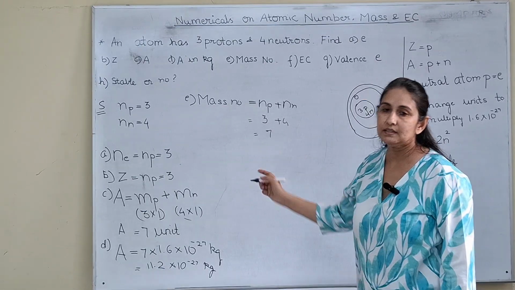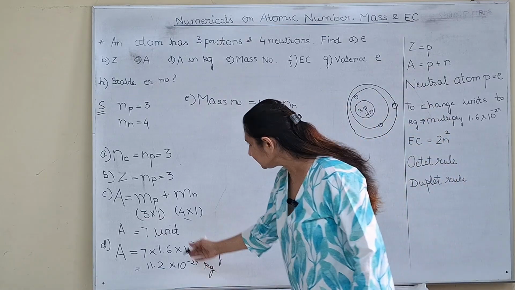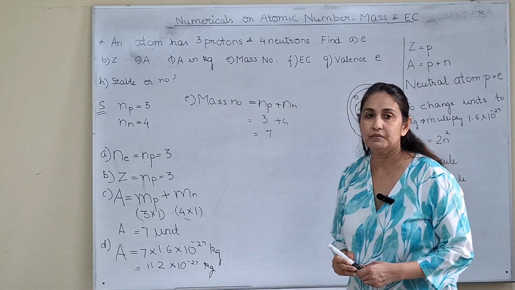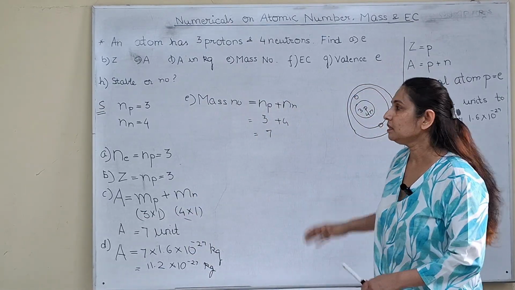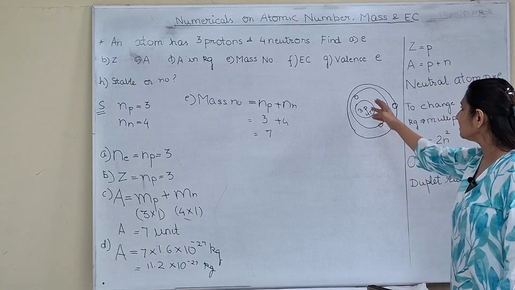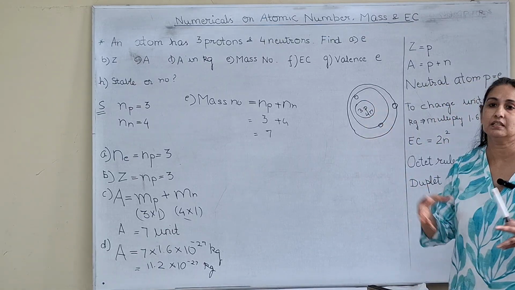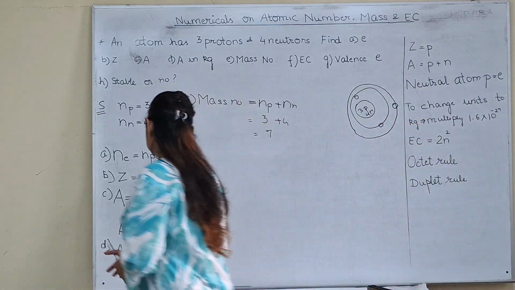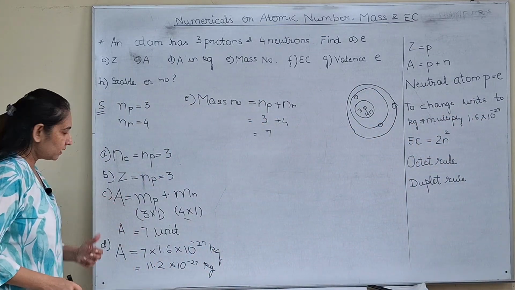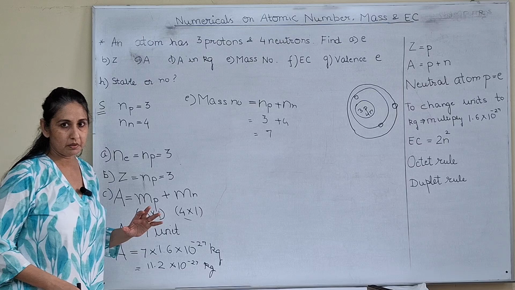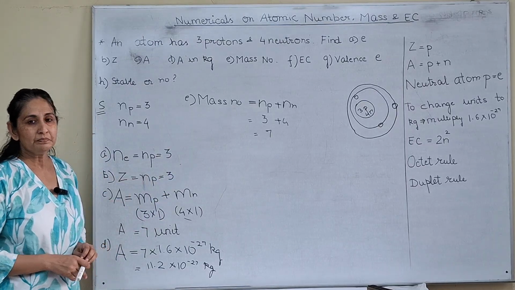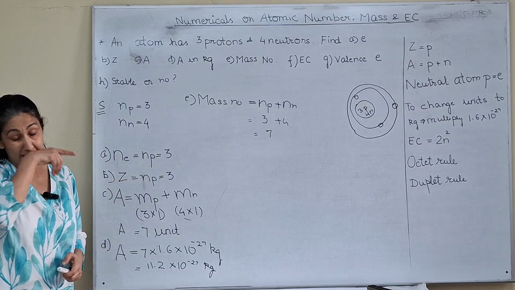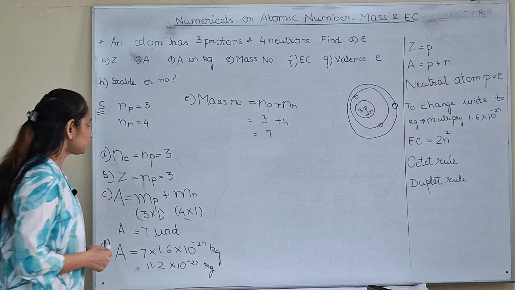Now, will this have a unit? Everyone's answer is coming the same. But will this have a unit? It's just a number. It will not have a unit because it's just a counting of how many things are there. So it will not have any units. So that's the primary difference between atomic mass and mass number. Here you simply count the number of particles in the nucleus.